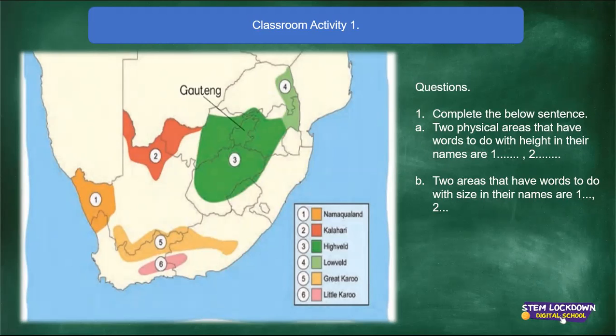We have Amanda. Hello. Hi. Amanda? Yes, ma'am. Sorry for that, ma'am. I say that it's the Great Karoo and the Little Karoo. Thank you very much for your answer. It is correct. Thank you, ma'am.